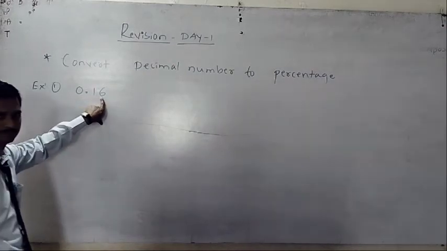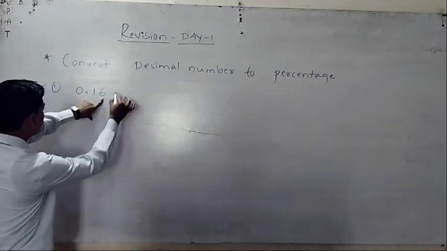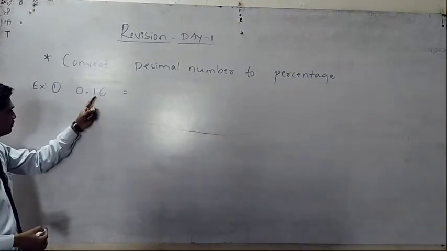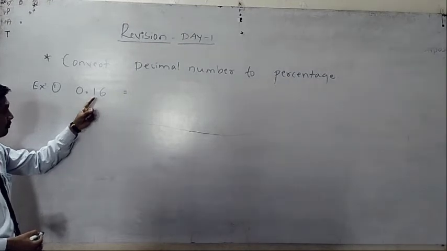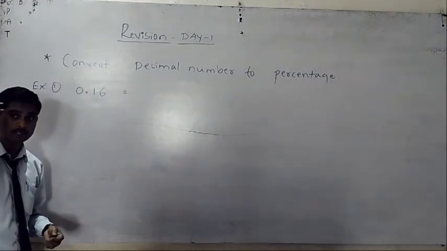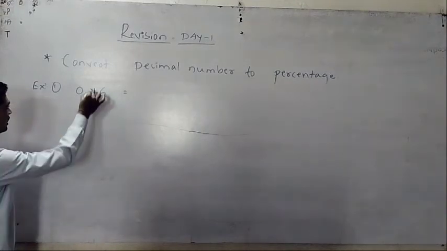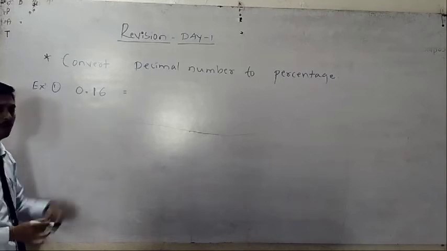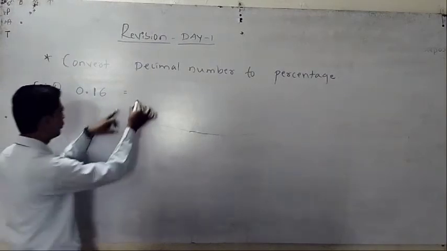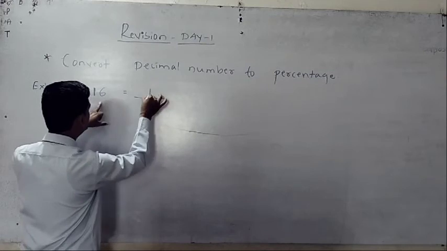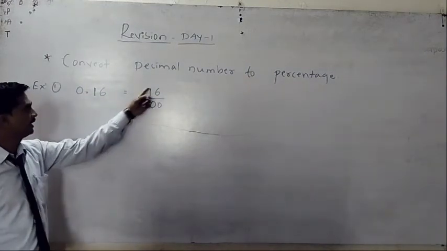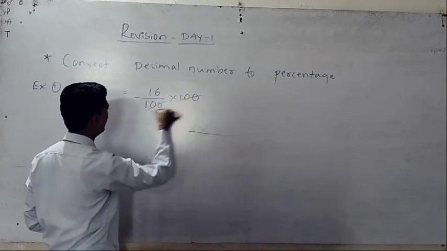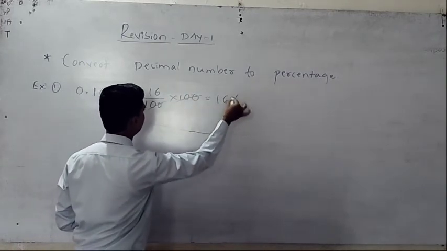Sir, 0.16 is there. First of all, this will be converted to a fraction. Here 16 is there. First, you have to observe the places. 1 has the 10th place and 6 has the 100th place. Then you have to write 100 here, then 16. 16 by 100, then into 100. 100 cancels. The percentage is 16 only.